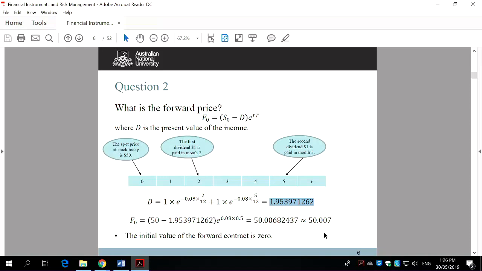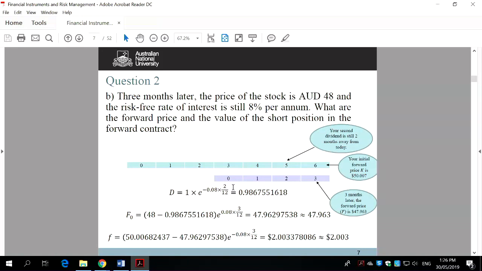What should be the initial value of this contract? 0, right? So when a future contract is just initiated, the initial value is 0. There's no value because anybody can enter into this forward contract at no cost. So the initial value should always be 0.